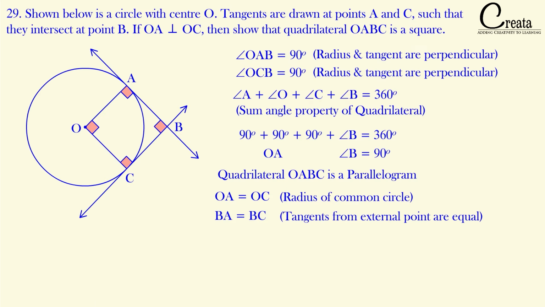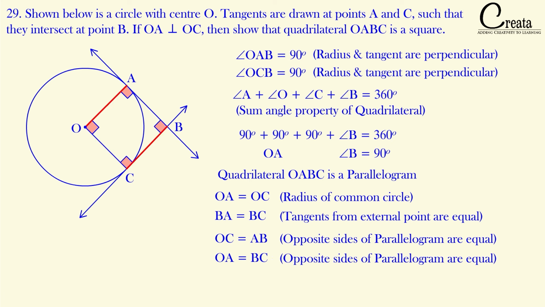Got it? Here we got the two radii are equal and BA and BC, the two tangents, are equal to each other. And we know OABC is a parallelogram. In a parallelogram, the opposite sides are equal. It means OC and AB will be equal to each other, and OA and BC will be equal to each other.